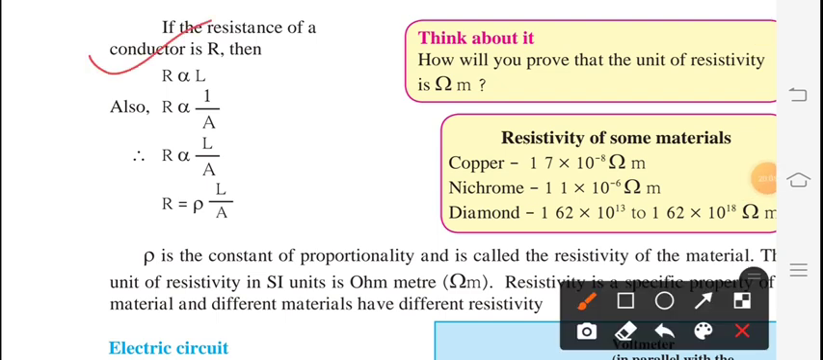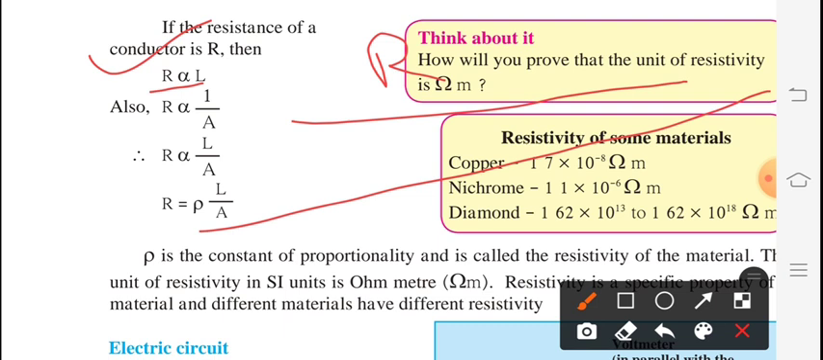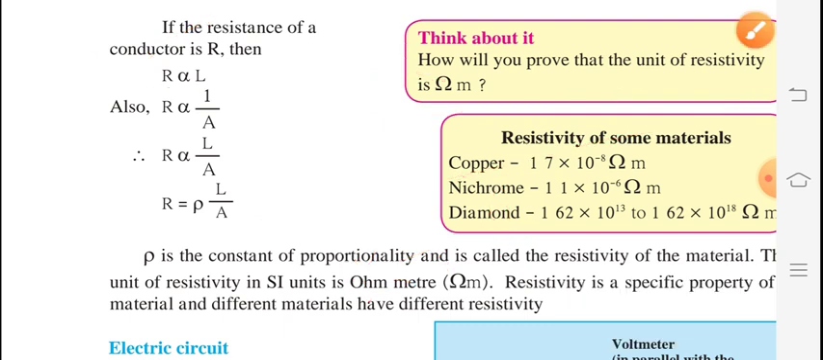If the resistance of a conductor is R, then R is directly proportional to L. Why? Because if we consider a specific length of a conductor, then it has a resistance. If we increase that length, then obviously its resistance also increases. So resistance is directly proportional to its length. If length increases, then resistance also increases. That is why R is directly proportional to L, which is length.